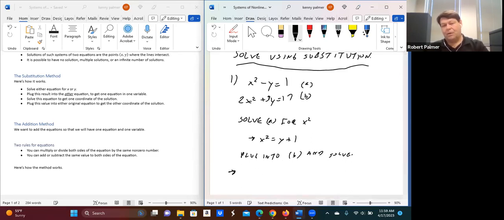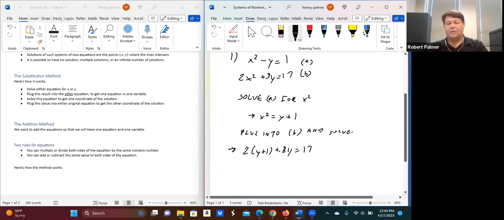So if we do that, we have 2 times x squared. We said x squared is y plus 1, plus 3y is equal to 17. Okay. So now we have just one equation for one variable. And so first, let's simplify the left side. Let me distribute the 2. So we have 2y plus 2 plus 3y is equal to 17.